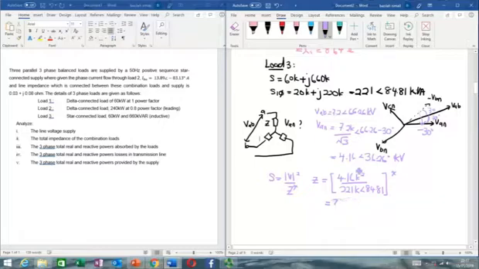78.19 and the angle is 84.81. Okay. Is it too small? It's because the power is big.